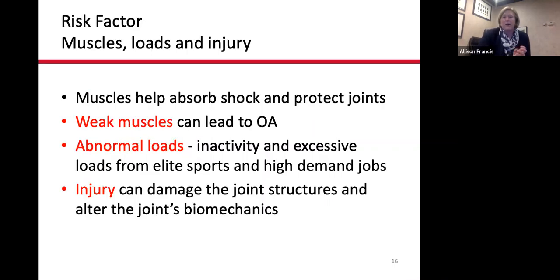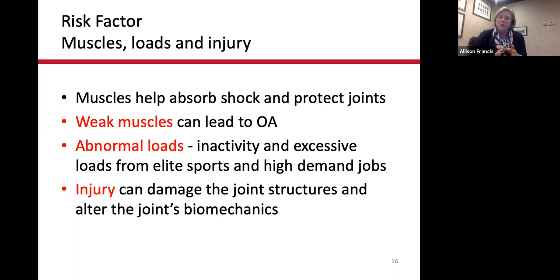Another risk factor is when we have weaker muscles. Muscles act to help absorb the shock around the joint and really protect that joint. And we know that if people have a weakness in their muscle, that really leads to osteoarthritis. And so when we are putting abnormal loads through that joint, that really does affect how that cartilage is going through that regeneration, degeneration cycle.